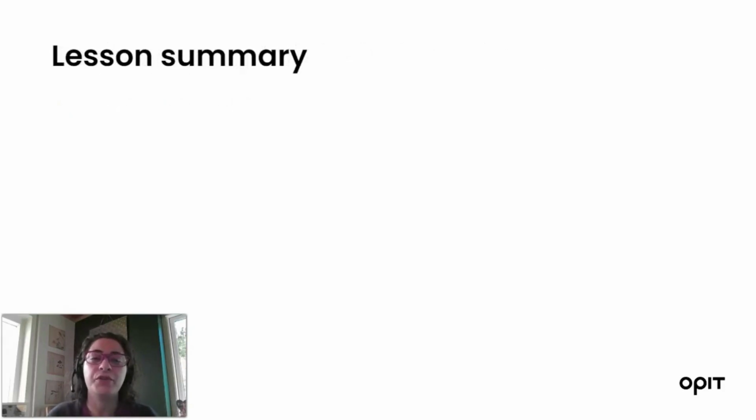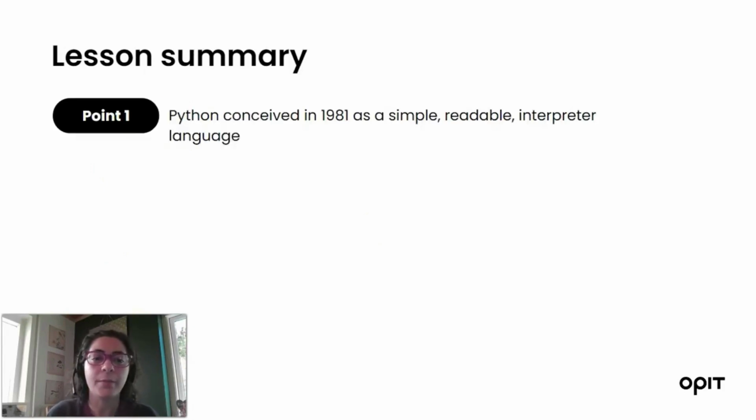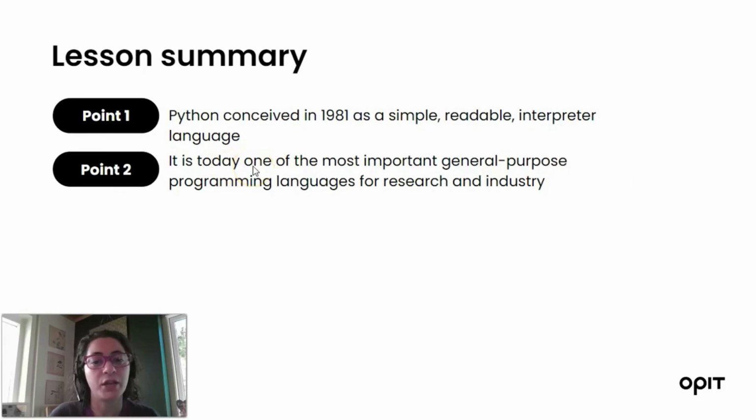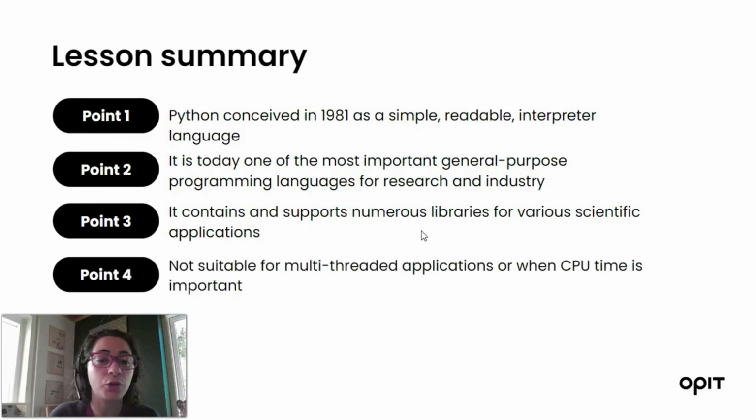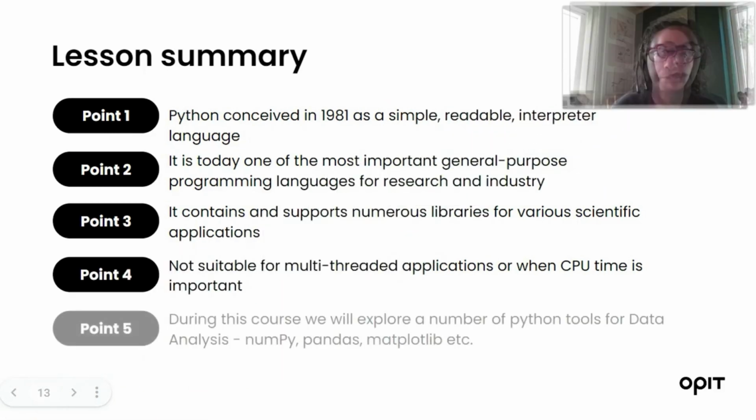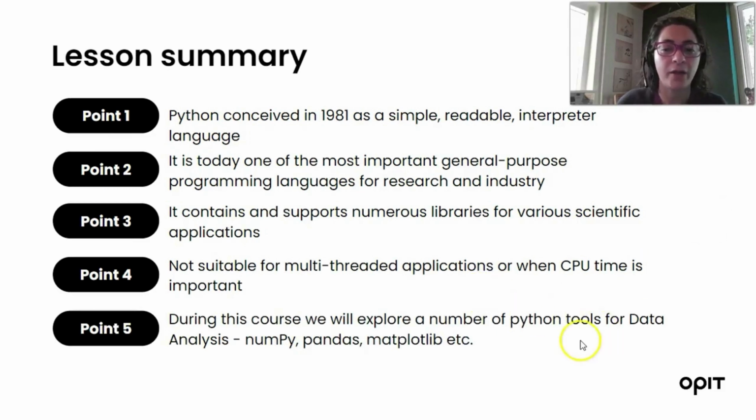To conclude this video, let us review the highlights of this lesson. We talked about Python's conception in 1981 as a simple, readable interpreter language. Python is today one of the most important general-purpose programming languages, both for industry and research. Its popularity and strength stems, among other things, from the fact that it contains and supports numerous libraries for various scientific applications. It is, however, not suitable for multi-threaded applications or when CPU time is important. In the following weeks, we will explore a number of Python tools for data analysis, such as the NumPy library, Pandas, Matplotlib, etc.